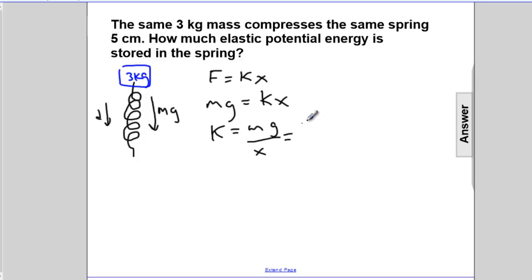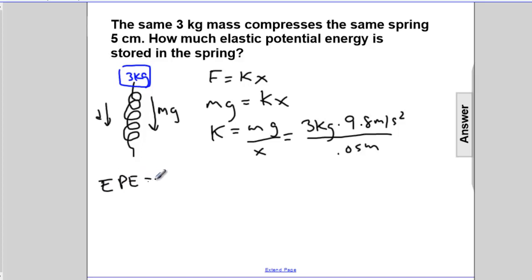So we have 3 kilograms times 9.8 meters per second squared divided by the compression. That's 5 centimeters. That's 0.05 meters. So we're going to solve for the K, whatever the K is. Once we know the K and the x, we're good to go. We can solve for EPE.